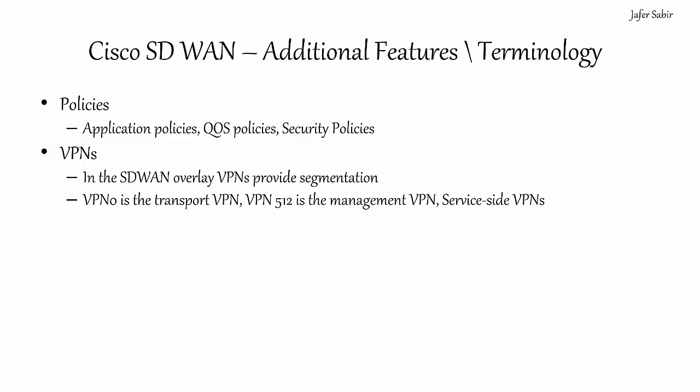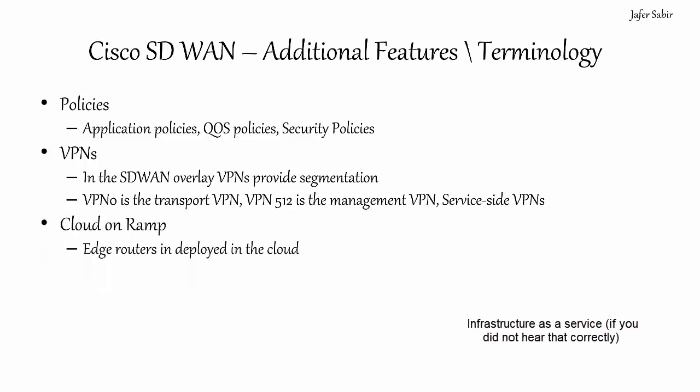Cloud onRamp. Cloud onRamp in the use case of IaaS provides virtual edge routers in the cloud such as Amazon and Azure Cloud to provide connectivity just as you would when deploying an edge router within a branch office. So it's for VMs that are deployed in the cloud environment. The edge routers in the cloud connected to the VMs build a VPN tunnel back to the SD WAN infrastructure using MPLS or the internet as the transport medium.